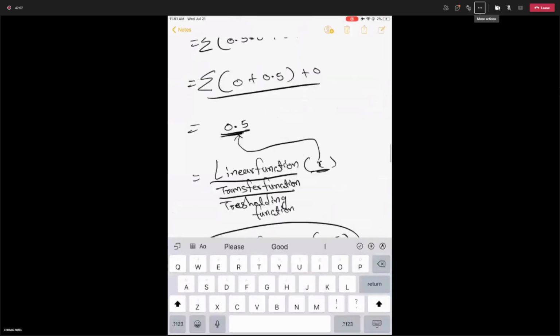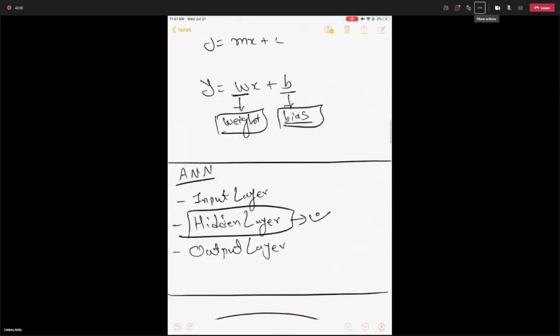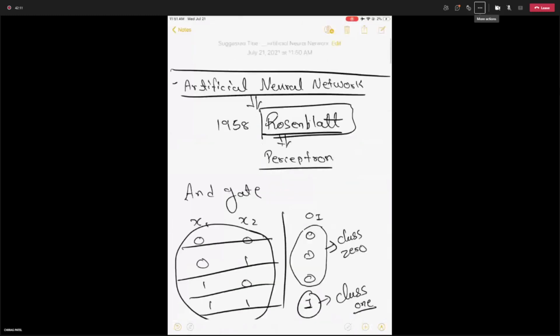And your perceptron is known as your first generation of artificial neural network.